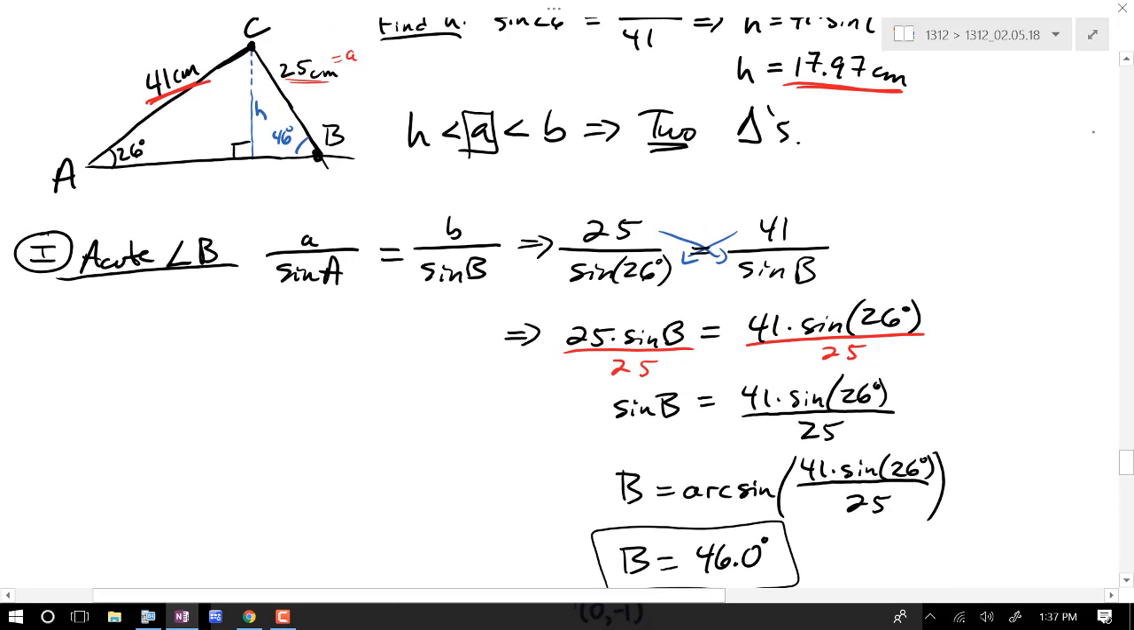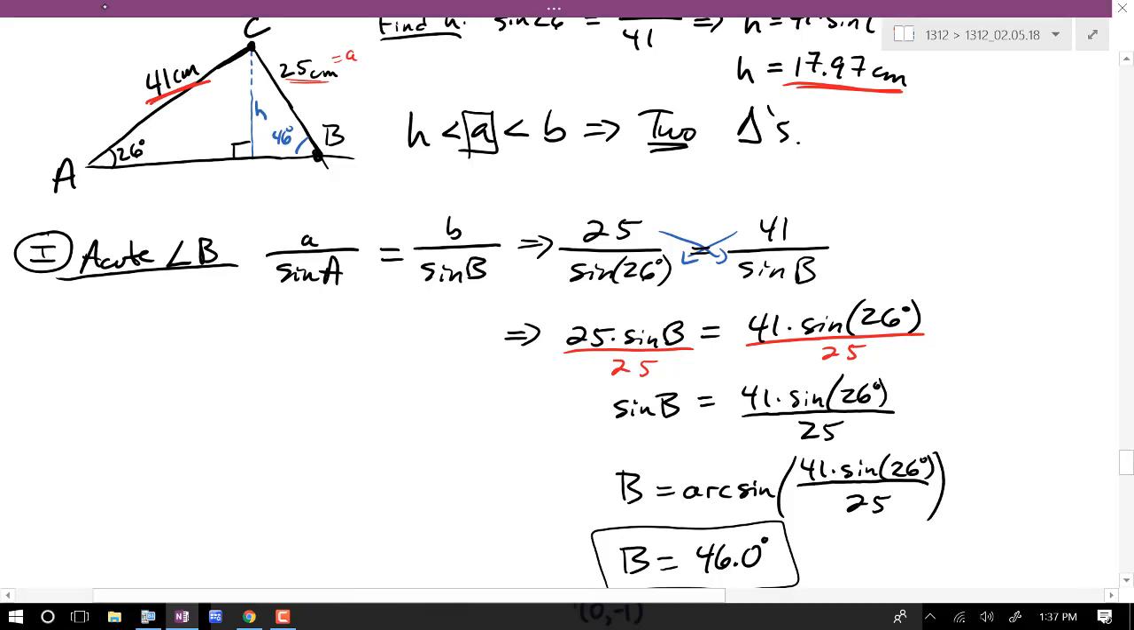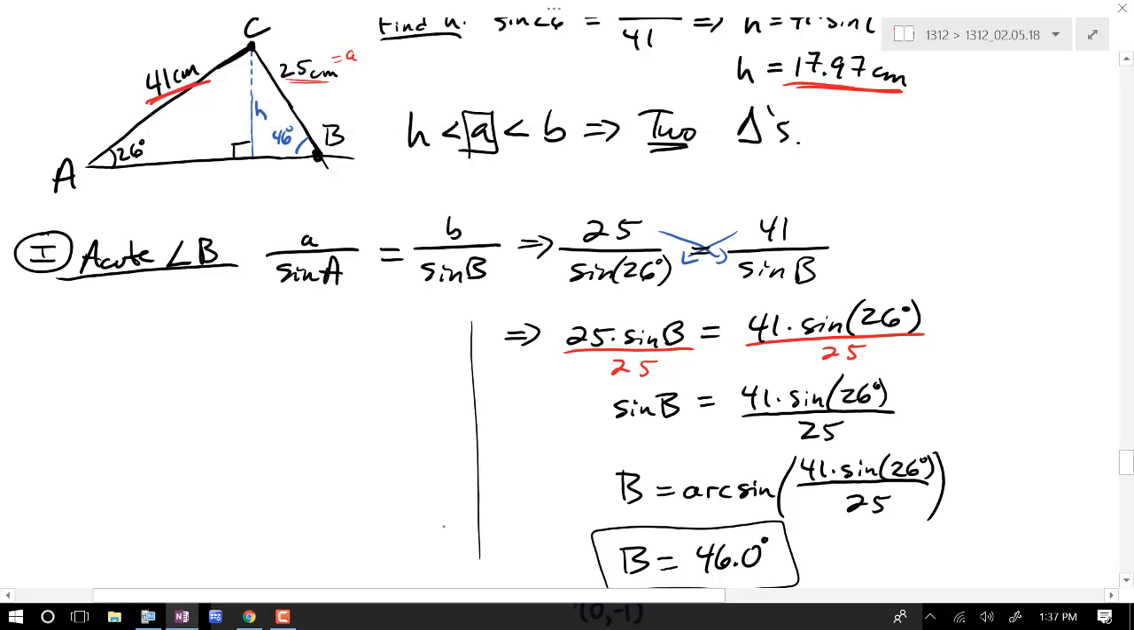Alright, so we know angle B, side B, angle A, side A. What's next? We'll find angle C first, because that's what we can find, just by subtracting from 180.